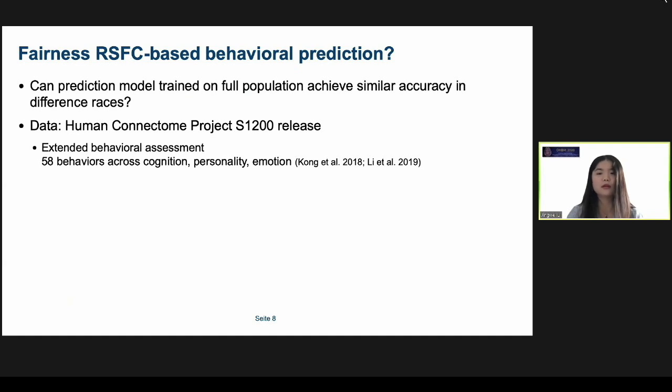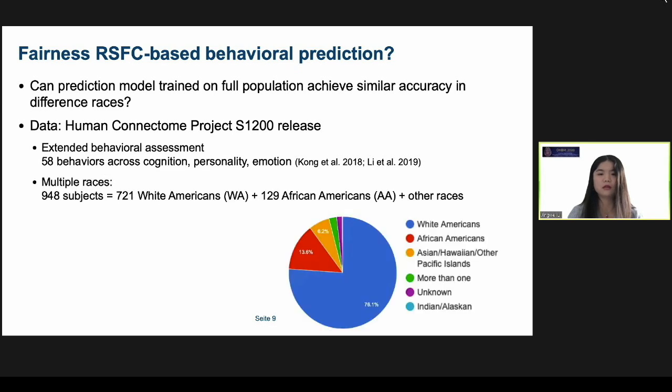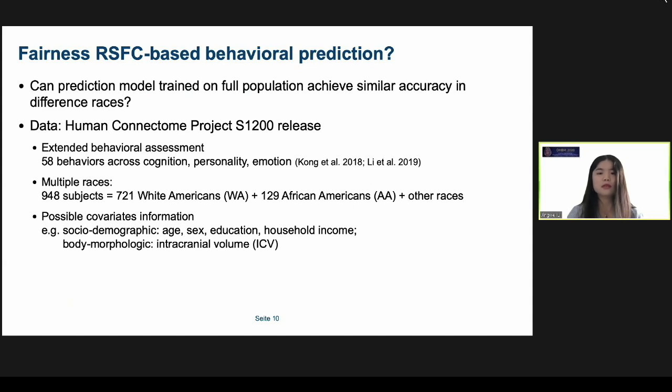We used the Human Connectome Project data. It contains a large range of behaviors, from where we selected 58 behaviors across cognition, personality, and emotion. It also contains multiple races. We used 948 subjects with 700 white Americans and more than 100 African Americans. We also considered some covariates like age, sex, motion, education, household income, and intracranial volume. The resting state fMRI data were preprocessed by IC-FIX with global signal regression.